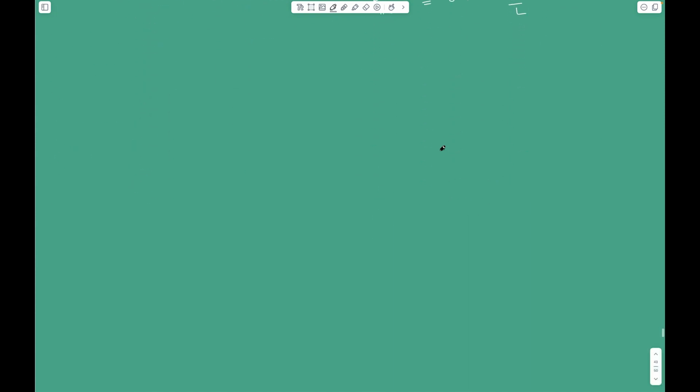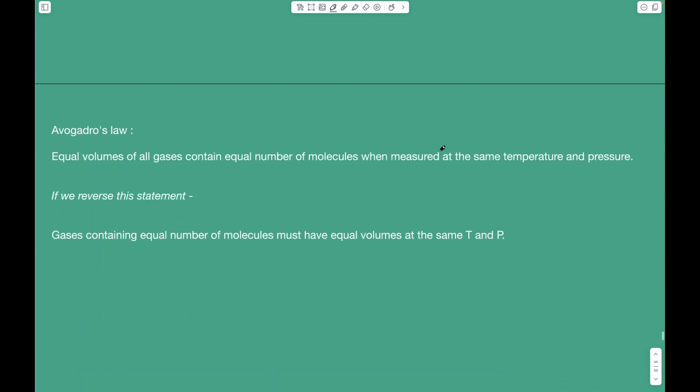Now, whenever we think of the volume of a gas, a very simple yet powerful law comes to our mind. That is Avogadro's law, previously known as Avogadro's hypothesis. And it states that equal volumes of all gases contain equal number of molecules when measured at the same temperature and pressure.